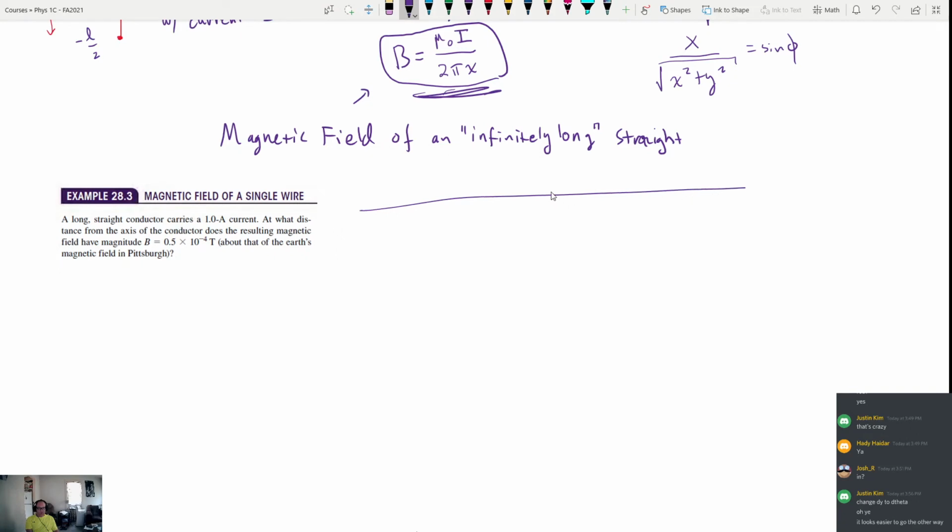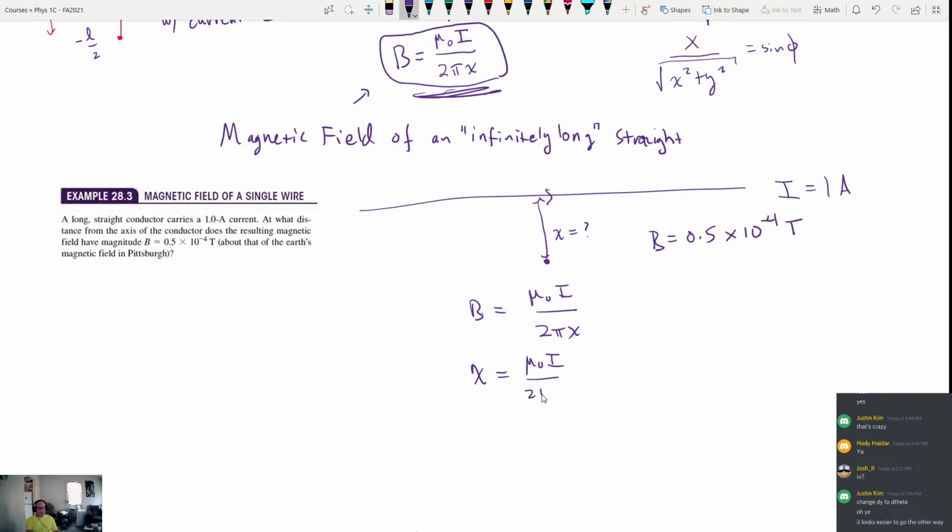Okay, so we have a current carrying wire. It has a current that's equal to 1 amp. And we're supposed to figure out at what distance, so this is the distance we want to find, x, does the magnetic field have a value that's equal to 0.5 times 10 to the minus 4 Teslas. So we take our equation, which is magnetic field is equal to mu naught times I divided by 2 pi x, and we solve for x, right?